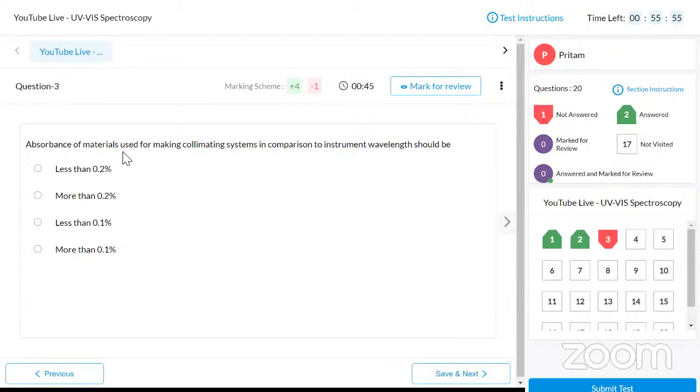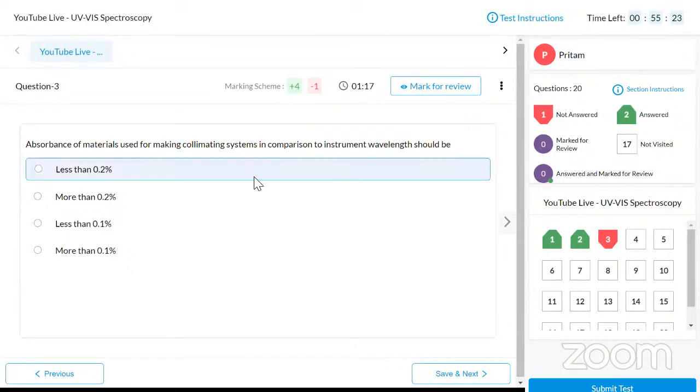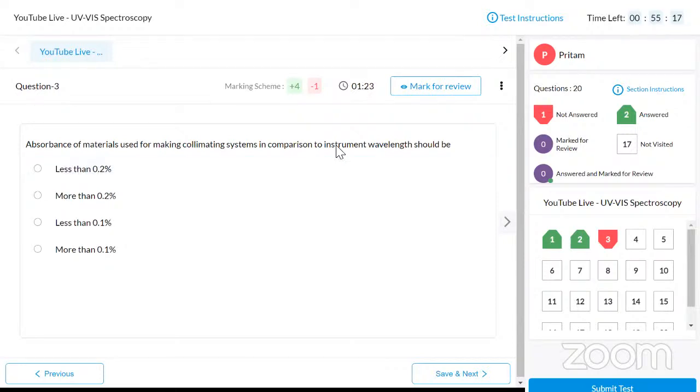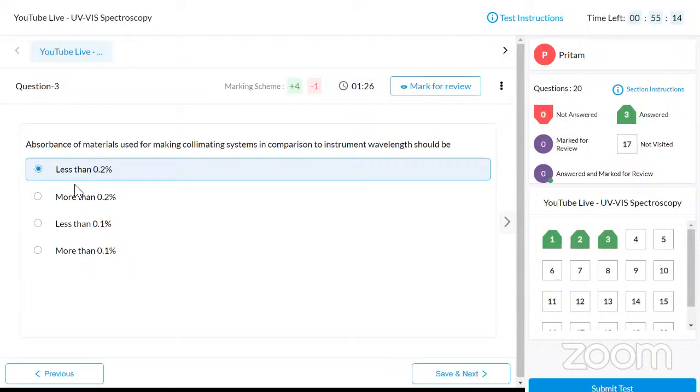So it is very important that a proper wavelength absorbance is maintained for the material, because the construction material of the collimating lens should not interfere with the UV absorbance of the sample when it is being calculated by the UV spectrophotometer. Also it should not be very low. So the optimum required is less than 0.2%. So the correct option is that the absorbance of materials used for making a collimating system in comparison to the instrument wavelength should be less than 0.2%, so that it does not interfere or create background noise. So our answer is less than 0.2%. So let us save and move on to the next.